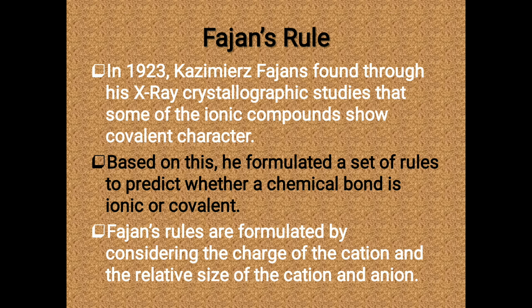So in 1923, Kasimir Fajans found through his X-ray crystallographic studies that some of the ionic compounds show covalent character.